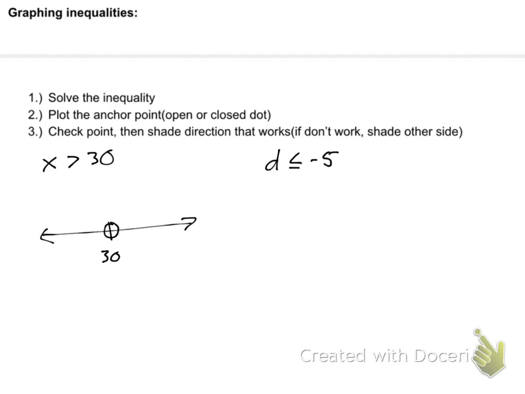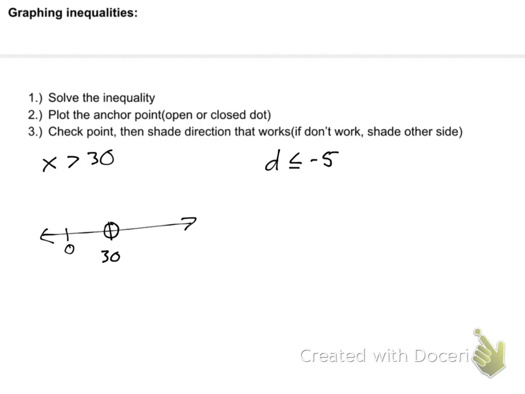Now, third part: check a point. There's one point that I would love to use as long as it's not my anchor point, and that would be 0. On the large scheme of things, is 0 to the left or to the right of this 30? To the left. On number lines, numbers get bigger as they go to the right. So 0's someplace over here. Don't know where, but it's over there, right?